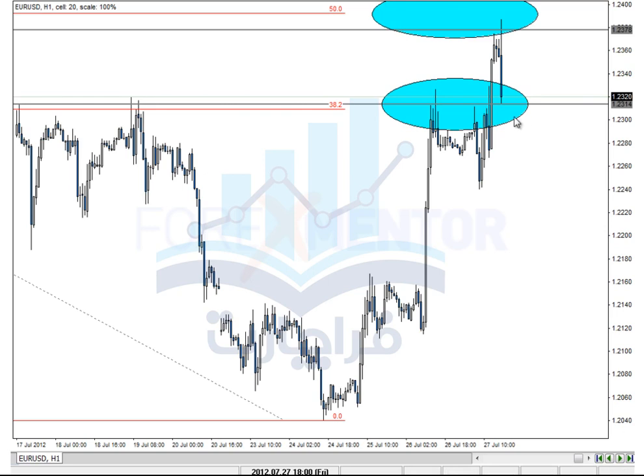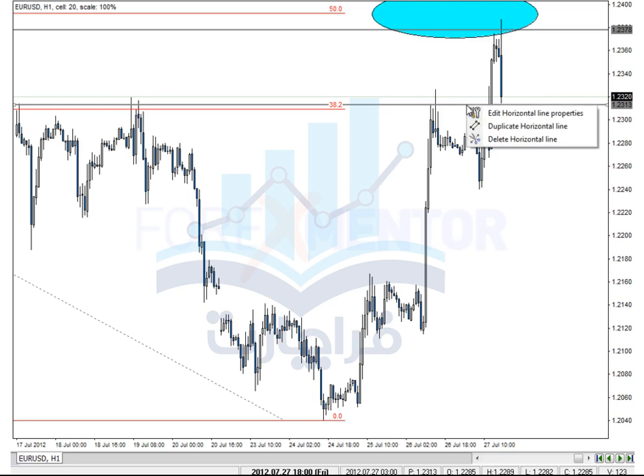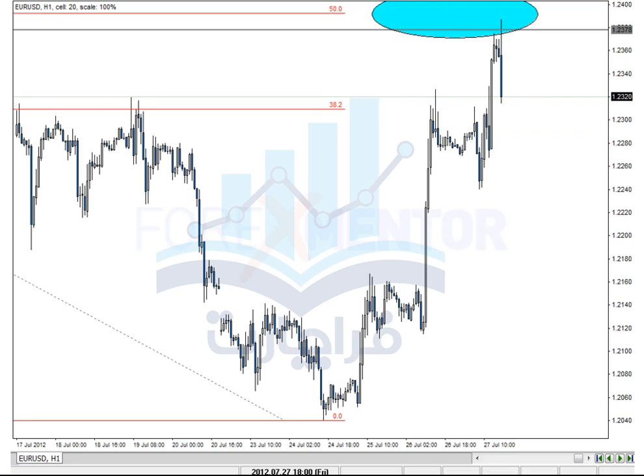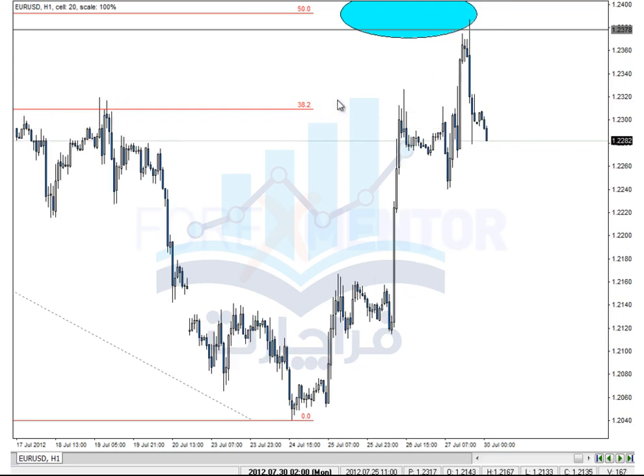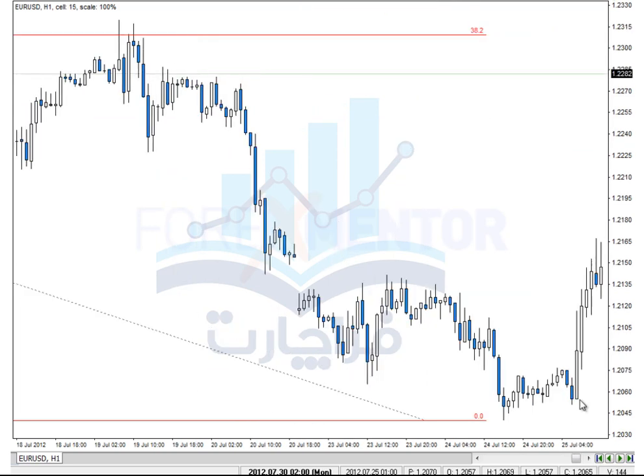So I'm going to just remove this ellipse. You can see that area, the 50, and that resistance area being hit. So just wait for some sort of confirmation in terms of patterns. Now we're going over the head and shoulders pattern and what to look for. And I'll just zoom this up.